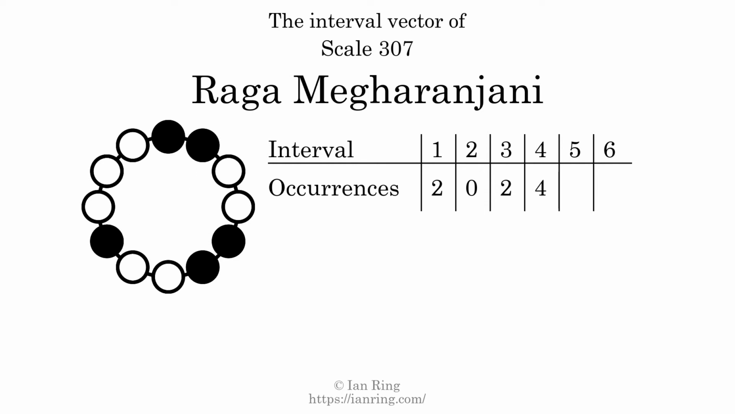There are 4 intervals with the size of 4 semitones. They are here, here, here, and here. There are 2 intervals with the size of 5 semitones. They are here and here. There are no intervals with the size of 6 semitones. Each interval does not appear in this scale a unique number of times, so this is not a deep scale.